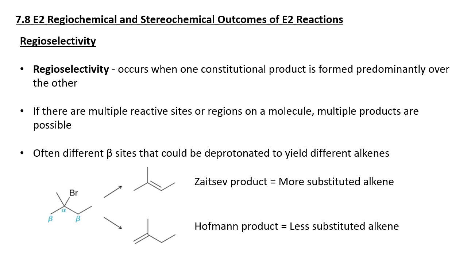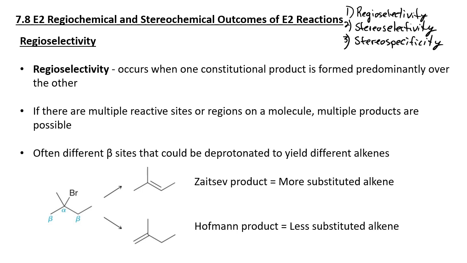Okay, now that we've introduced the E2 mechanism and the effect of the substrate, the kinetics, and alkene stability, let's take a look at the regio and stereochemical outcomes for E2 reactions. So we're going to be looking at regioselectivity, stereoselectivity, and stereospecificity. We're going to look at 3 things. And we have to understand these and be able to predict the regioselectivity, stereoselectivity and stereospecificity for a given E2 reaction.